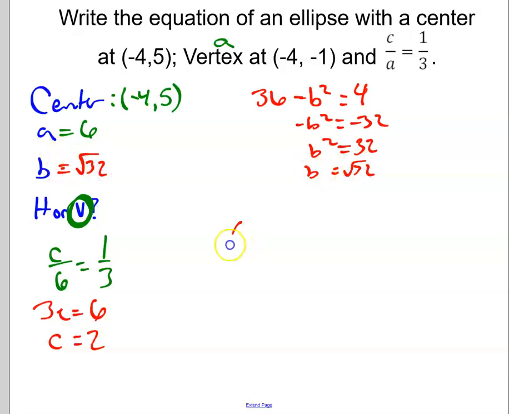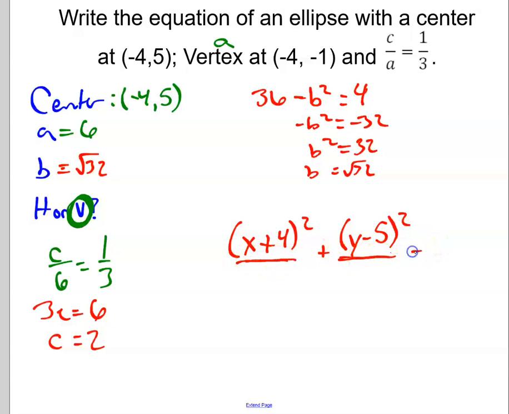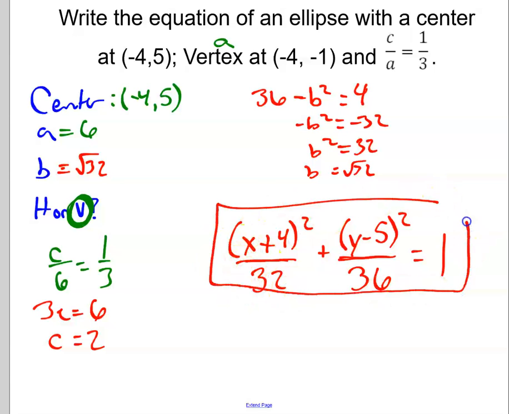So now I can write my equation, x minus -4, so x plus 4, and then y minus 5 squared. Both are going to be over something, my a squared and my b squared. They're going to equal 1. Now I just have to stick my a squared and my b squared in. It's vertical, which means my a squared is going to go under my y's. And that's 6 squared, which is 36. And then my b squared has to go under my x's, which is b is the square root of 32, so b squared is just 32. And there is your equation.